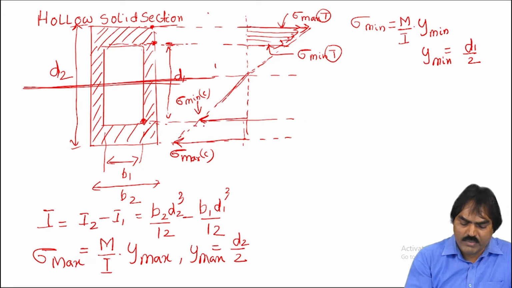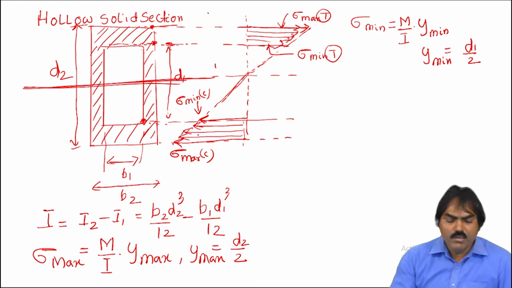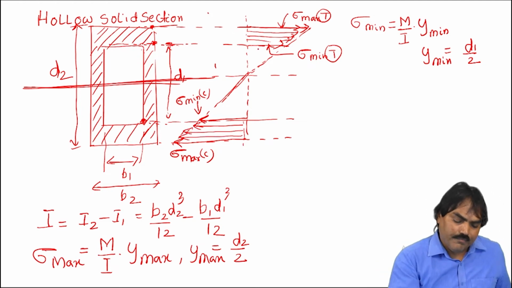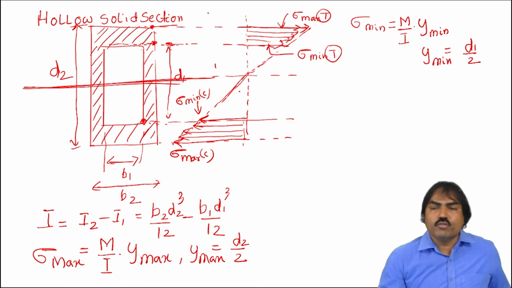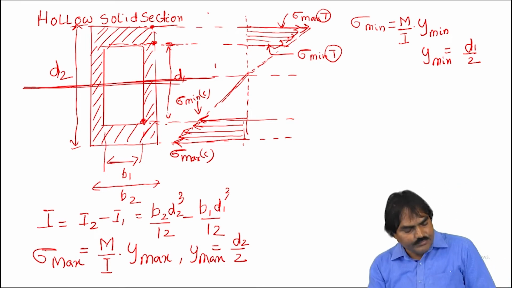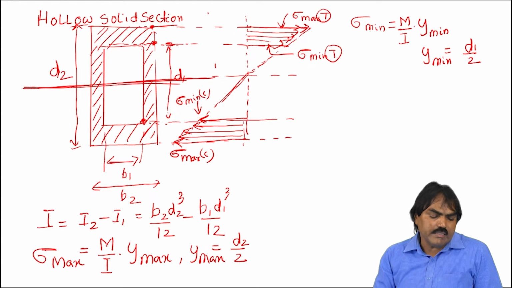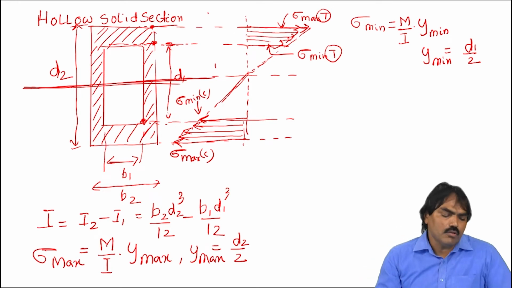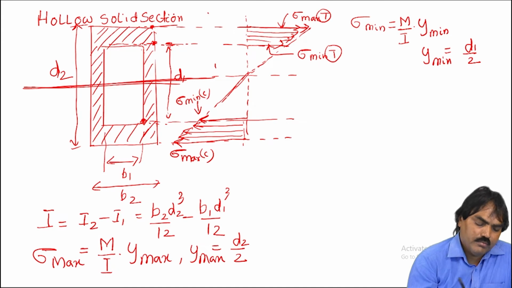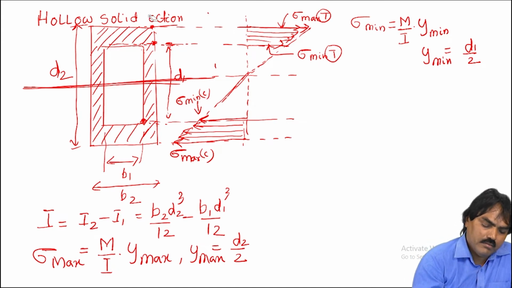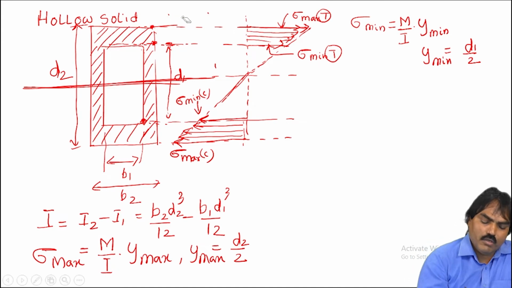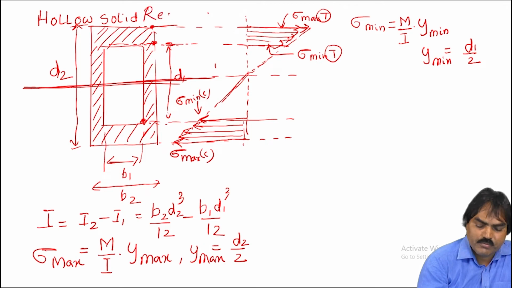Here also at the bottom, we have compression. It will be like this. So here, from here to here, there is no material, so no stress. So this is the stress distribution for a hollow rectangular section. Sorry, this is hollow rectangular section. Heading.